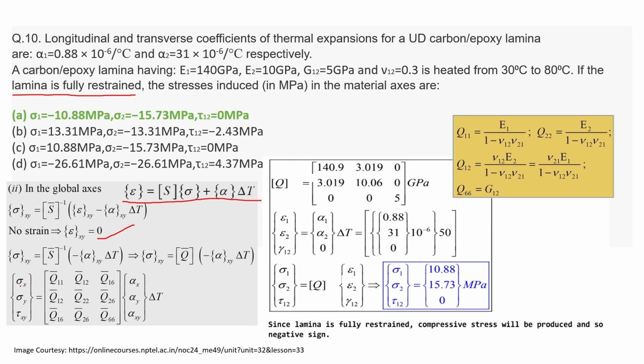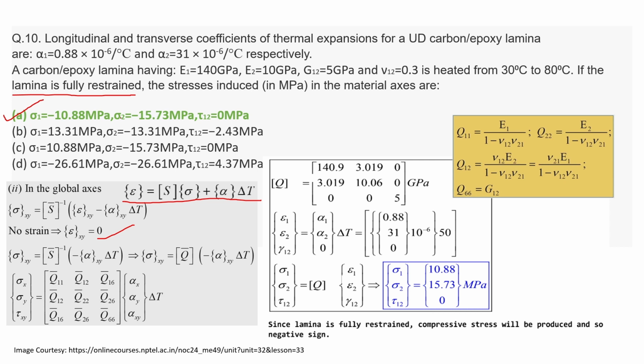Now after we find the values in the global axis, we can turn them into the material axis by multiplying with the transformation matrix. So when you follow these steps, you can finally get the values of sigma 1, sigma 2 and tau 12 as option E.